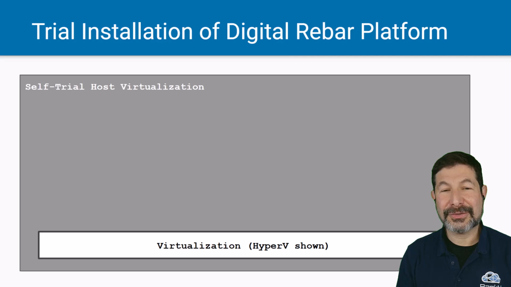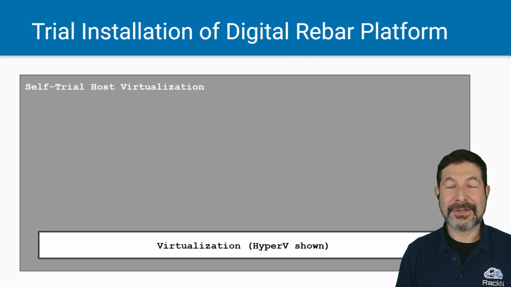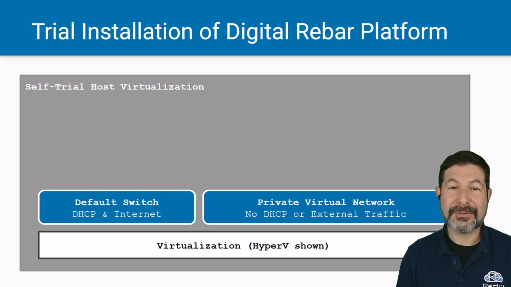I do want to take a second to explain the install environment. Basically, we're running this on a desktop using standard desktop virtualization, Hyper-V for these demos, with two switches, one default switch that connects to the internet, and then a private network that we use for booting and provisioning systems. This makes sure that we don't interfere with your local networking.